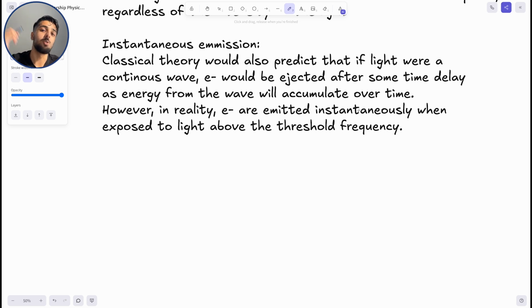So as you can see, in all three cases, the energy does not come from the amplitude or the intensity of the light. Instead, the energy of the photons is directly related to the frequency, and this is what causes the electrons to be emitted. Okay, sweet as.